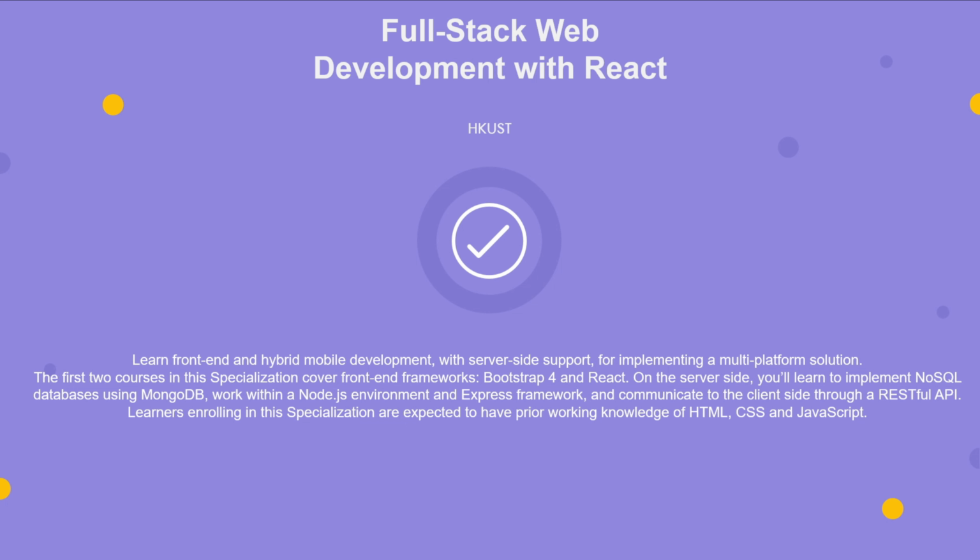The first two courses in this specialization cover front-end framework, Bootstrap 4 and React. On the server side, you will learn to implement NoSQL databases using MongoDB, work within a Node.js environment and Express framework, and communicate to the client side through a RESTful API. Learners enrolling in this specialization are expected to have prior working knowledge of HTML, CSS, and JavaScript.